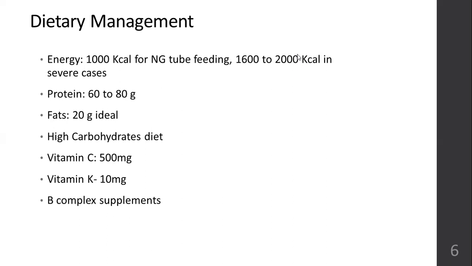Then carbohydrates, a high carbohydrate diet is recommended here, so that the body does not go into a state of catabolism. Because when the body does not have enough energy, it will break down its own glycogen stores, protein stores, and fat stores to feed itself. To prevent the body from going into a state of catabolism, a high carb diet is given.